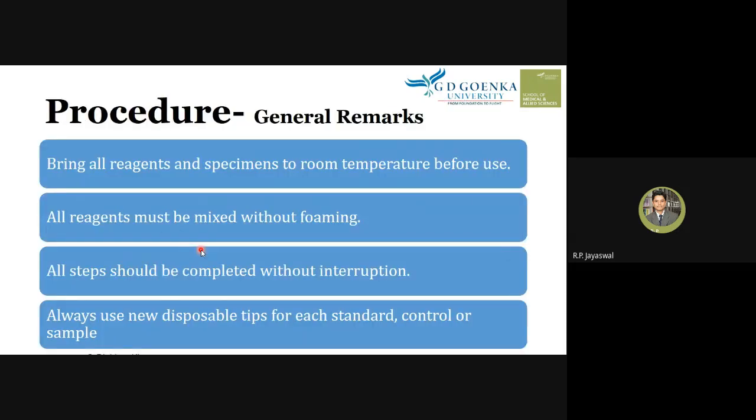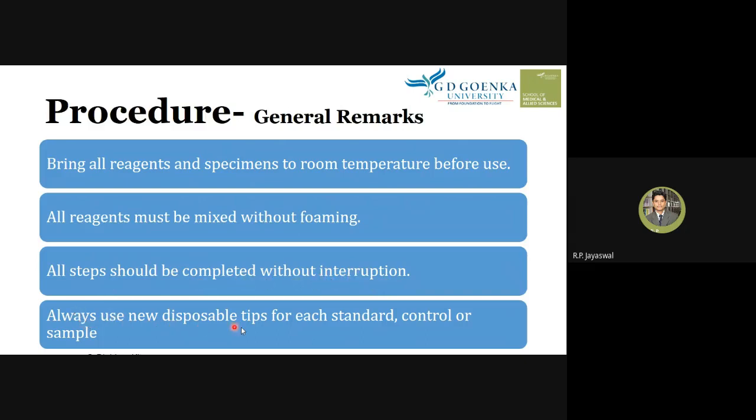Now the procedure. Before going to the step-by-step procedure, these are the general remarks that you should keep in mind. Bring all the reagents and specimens to room temperature before use, and all reagents must be mixed without foaming. You should mix them properly, and there should not be foam formation. All steps should be completed without interruption, right? So there should not be any delay.